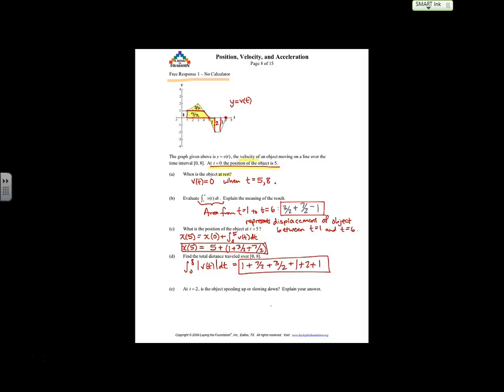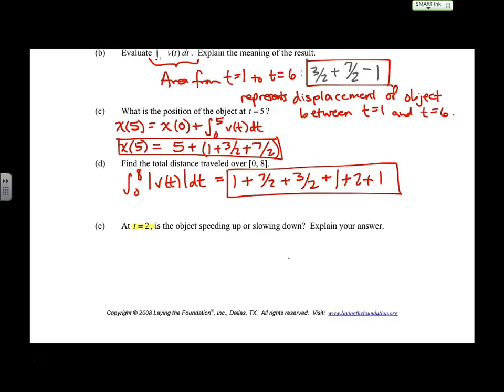Last but not least, letter E, forever card. Speed increasing or decreasing. That's what speeding up, slowing down means. What does the forever card say? Speed increasing or decreasing? Signs of acceleration and velocity. Now, the nice thing is they tell me a time to zoom in on, right? Don't they tell me at 2?